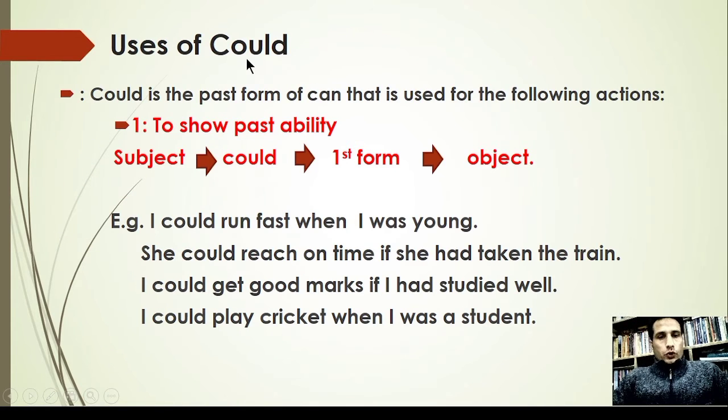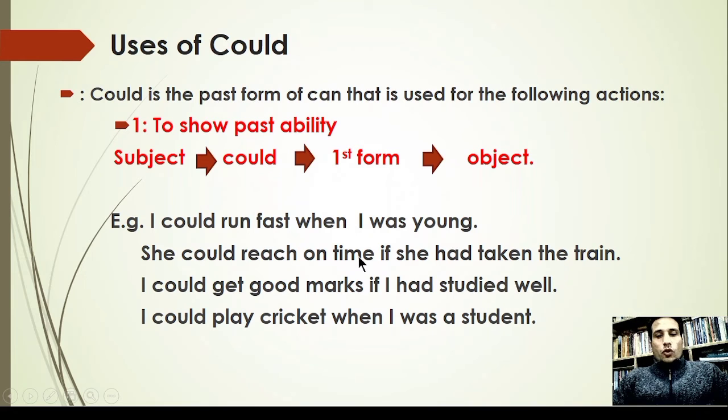Next we have could. Could is the past form of can. Now where do we use could? Could is used to show past ability. The first function is to show past ability. Here the structure is subject, could, first form, and object. For example, I could run fast when I was young. So when we talk about our past abilities, we use could instead of can. I could run fast when I was young.